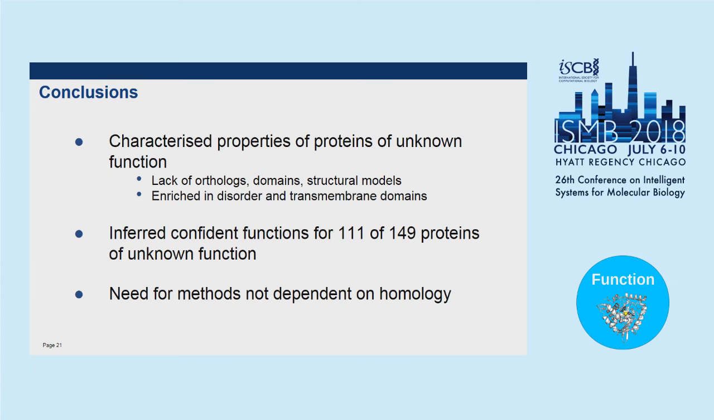So to summarize, we characterized the properties of those proteins with unknown function and their lack of orthologs, domains, and structure models, and their enrichment in disorder and transmembrane domains. And even with sometimes not a lot of information, we were able to infer confident functions for 111 of them. However, I would like to emphasize that we still need methods that are not dependent on homology to tackle sometimes difficult cases of proteins.